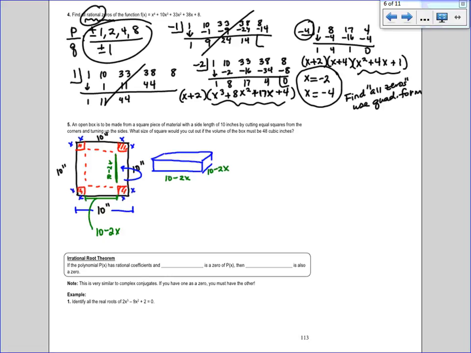But then the height isn't 10 minus 2x. So if you see when you folded up these flaps, the height is, let me draw it in black, maybe you can see it better. It's right here. So your height is x. Okay, so that means my volume, the volume is always length times width times height. So my length and width are 10 minus 2x, and my height is x.